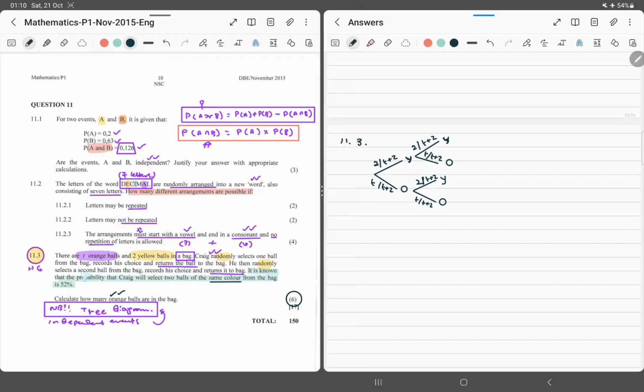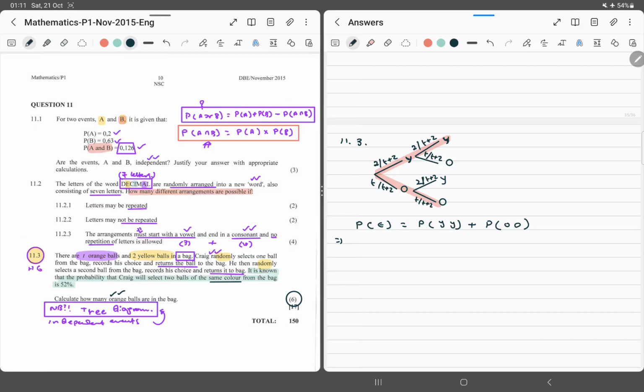So now we're saying it is known that the probability that Craig will select 2 balls of the same color will be 52%. So basically this is the arm that we are talking about. It could be like that, or it could be like that. Can you see? So those are the arms. So it's either that arm or this one. So we can just say the probability of the event, meaning two of the same color, is going to be basically either the probability of yellow and yellow, or in maths a plus, the probability of orange and orange.